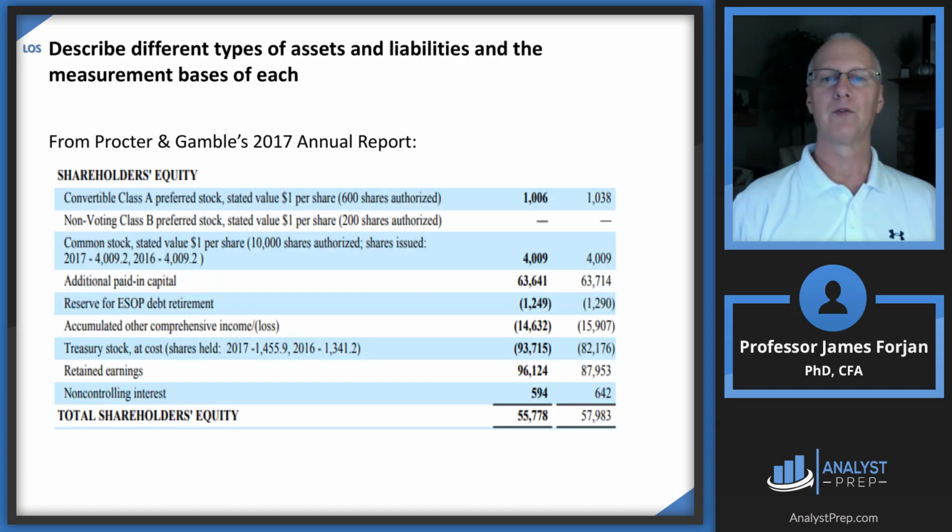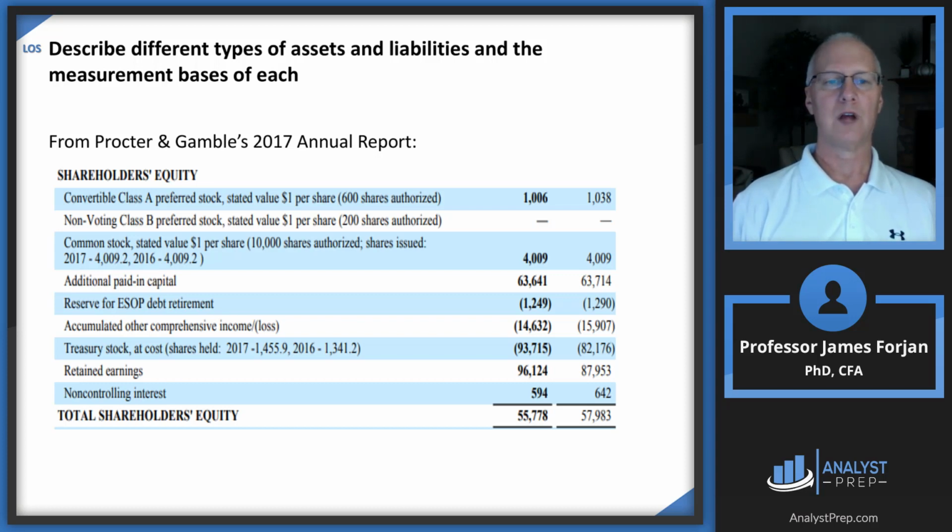Here's Procter & Gamble's 2017 annual report. Notice that Procter & Gamble does have some preferred stock outstanding, but look at the paid-in capital, 63, versus the common and preferred of 1 and 4. So that's just the par value. And a lot of companies have $0 par value.